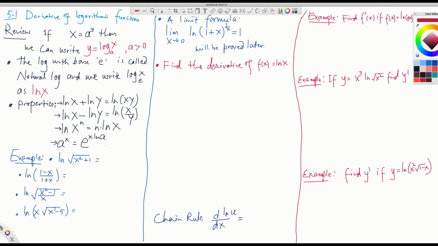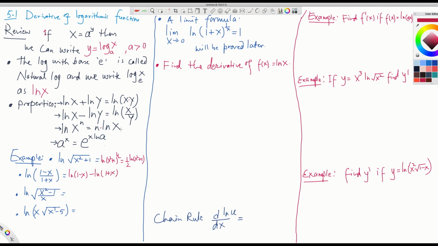Now let us use these properties to do some examples. If there is ln root x squared plus 1, how can you simplify this? I can write this as ln of x squared plus 1 to the 1/2. Then you can simplify this as 1/2, since the exponent goes to the front, and then ln x squared plus 1. You can write it that way. How about here? You can break this into two logs, right? You can write ln of 1 minus x and then minus ln of 1 plus x. What did I do here?